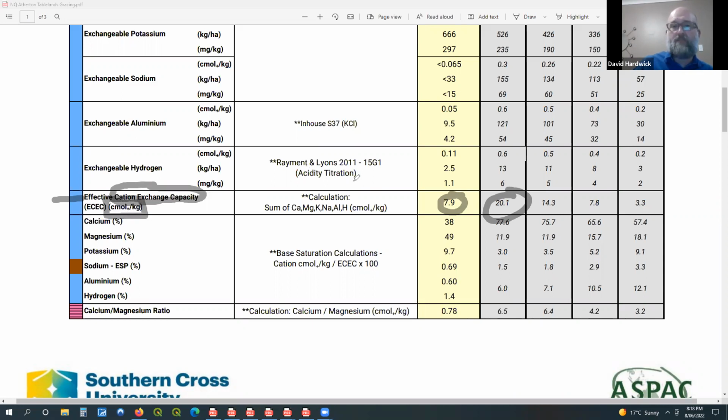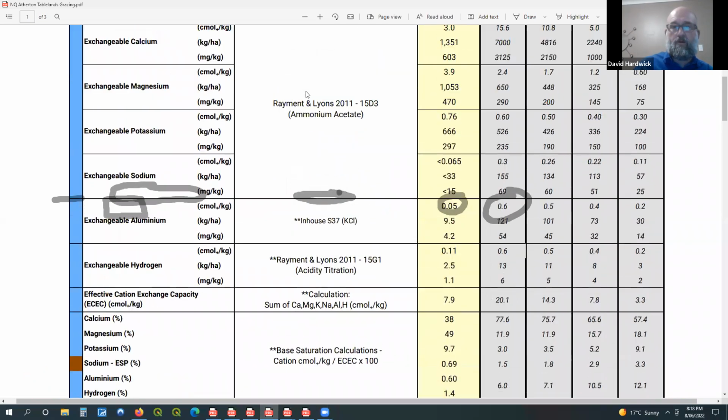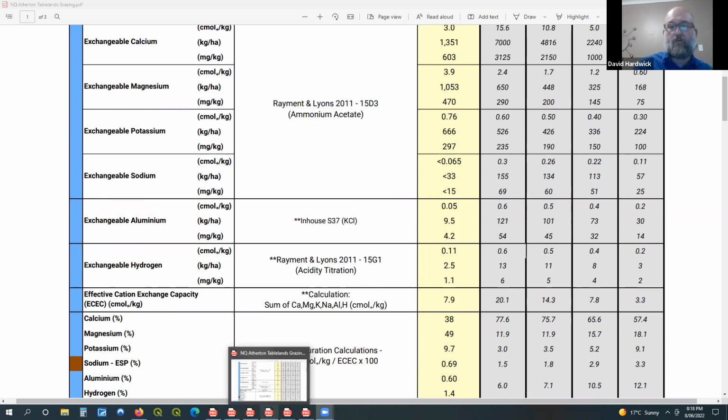And the way it's measured, in this case, is ammonium acetate, which is actually a calculation, they're saying, but they've actually got it by, if I can scroll up, they're doing the ammonium acetate extraction method. So EAL lays out the method really clearly for you. And it's important because different labs measure it differently.